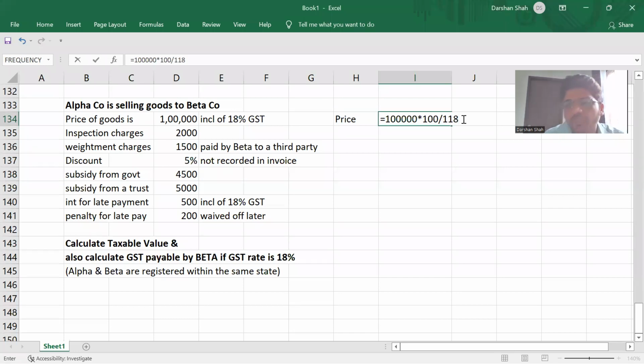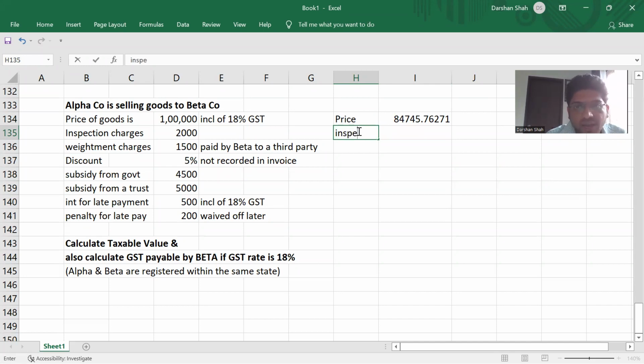Any amount that I'm writing, I always want it exclusive of GST. So what is the formula? Inclusive amount into 100 divided by 100 plus rate. So this is the price. Inspection charges, I'll add 2000, no problem.